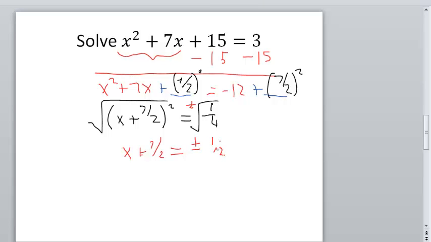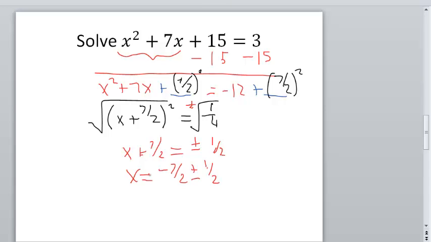And I'm still not forgetting that plus or minus. Last thing is to isolate my x, so I want to minus 7/2 because it's being added right now. And I'm going to minus that 7/2 over to the other side. So I have x equals -7/2 plus or minus 1/2. Whatever I minus, I want to put in front of that plus or minus.